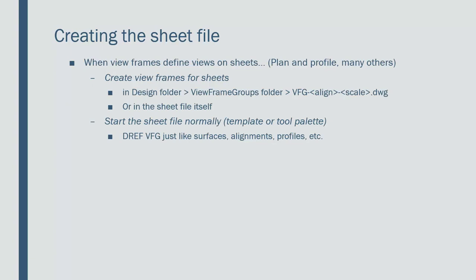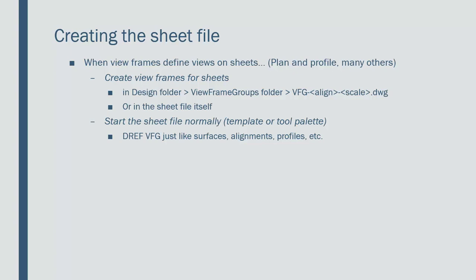Now, that's if you're creating a sheet file manually. If you are using the view frames to define views on sheets, like a plan and profile sheet or a traffic control sheet, things that you are creating sheets for all along the project, the view frames really do a good job of that. For that, you're going to want to either create the view frames in their own file so you can data reference them into other files.